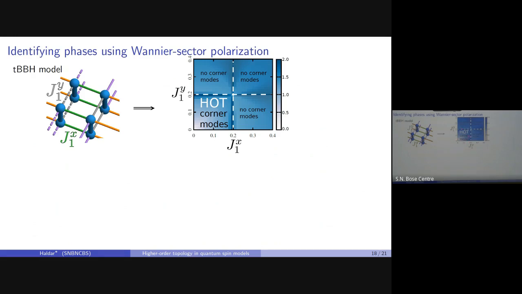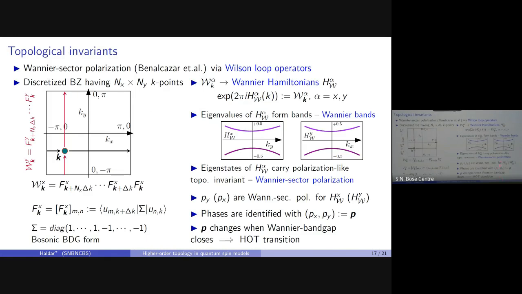So that's a unique property of hierarchy of topological phases. For conventional topological phases, if topology needs to change, the bulk band gap has to close. For hierarchy of topological phases, it's not required. However, the invariant that I just defined here, these will change.